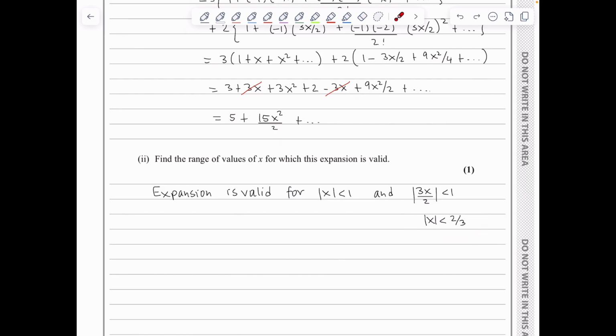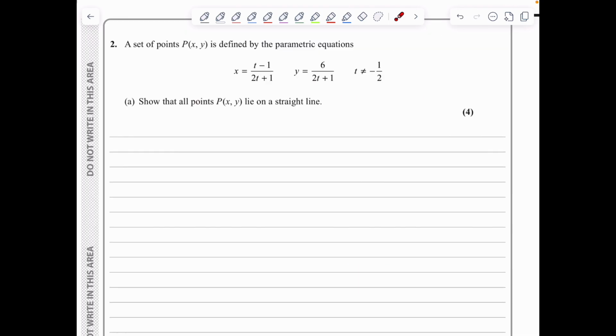And therefore, we conclude that the expansion is valid for the magnitude of x, the modulus of x, being less than 2 over 3. In question 2, we've got a set of points P(x, y) defined parametrically here. We need to show that all points lie on a straight line. Well, starting with the two parametric equations, I will be making t the subject.